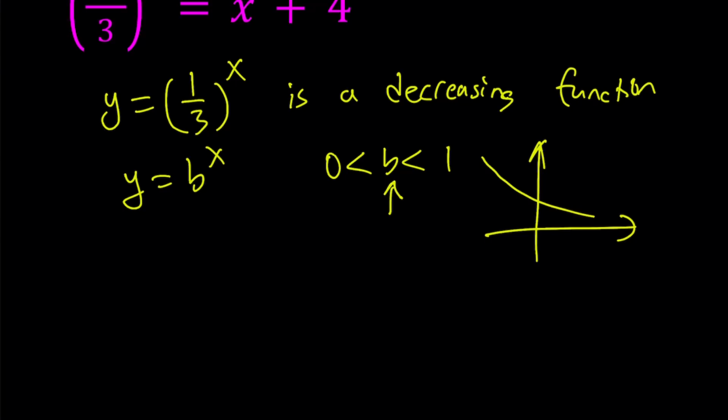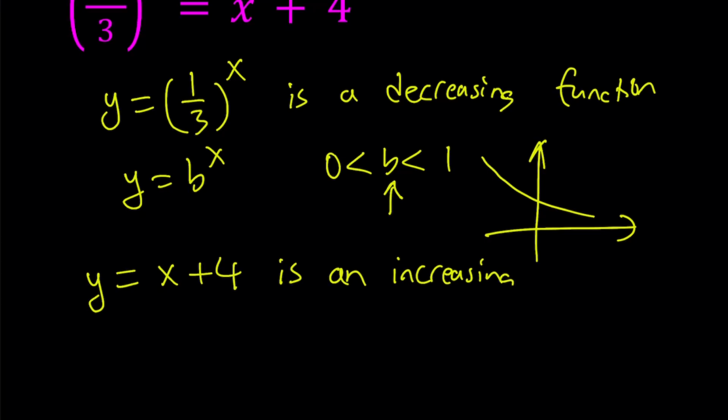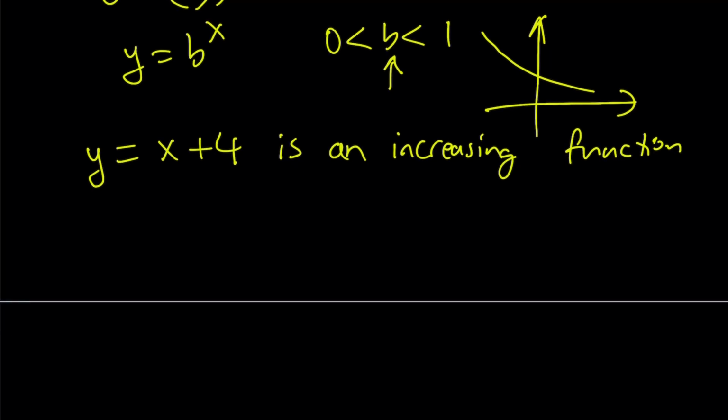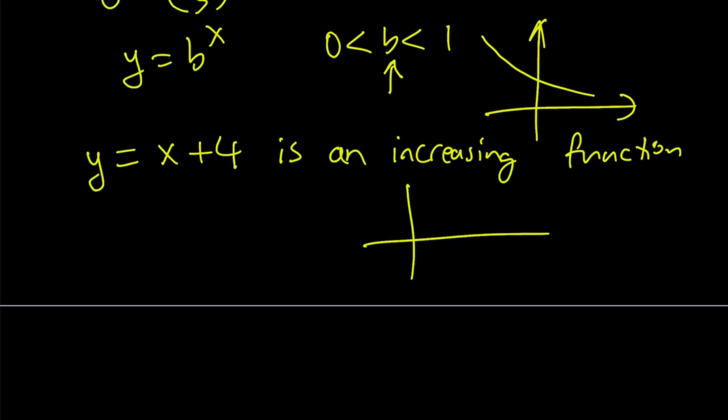So what about that, right? Well, if you look at the right-hand side, you get y equals x plus 4, which is an increasing function because it is a line with a positive slope. It's easy to graph. For x equals 0, you're going to get y equals 4. For y equals 0, you're going to get x equals negative 4. Find the intercepts and graph it. Okay, this is increasing, the other one is decreasing. Therefore, they will intersect at a single point.